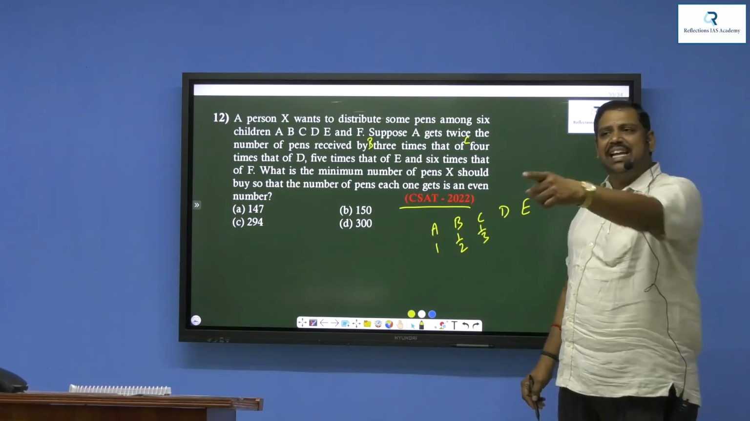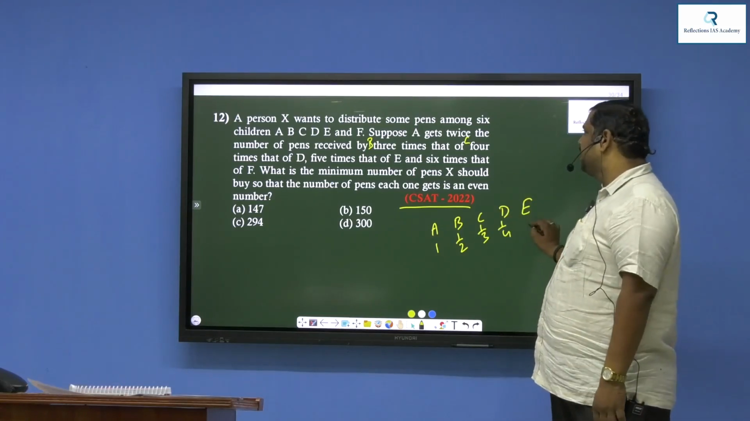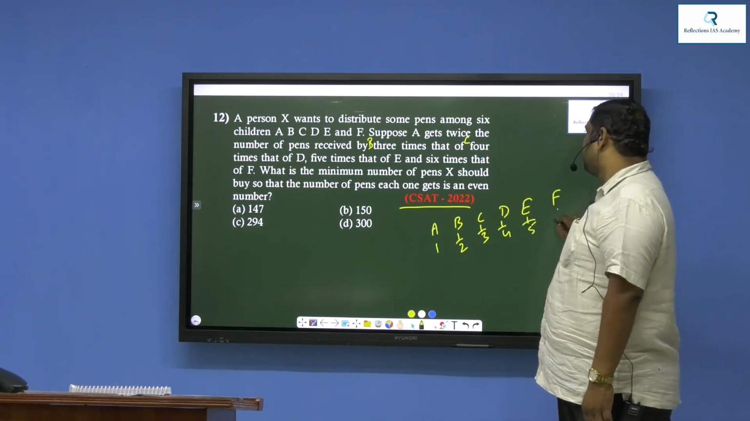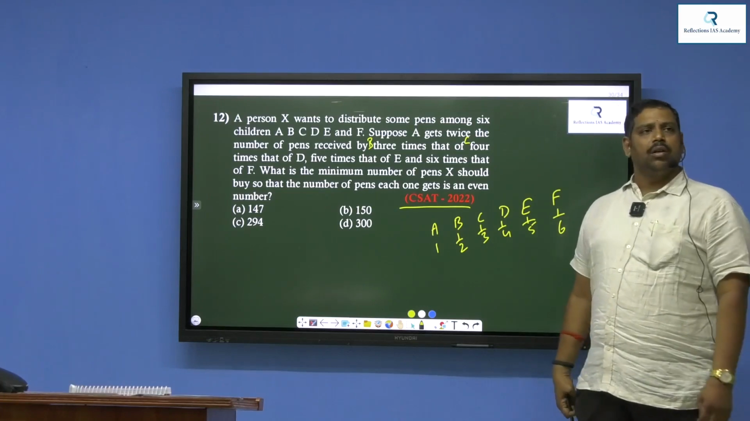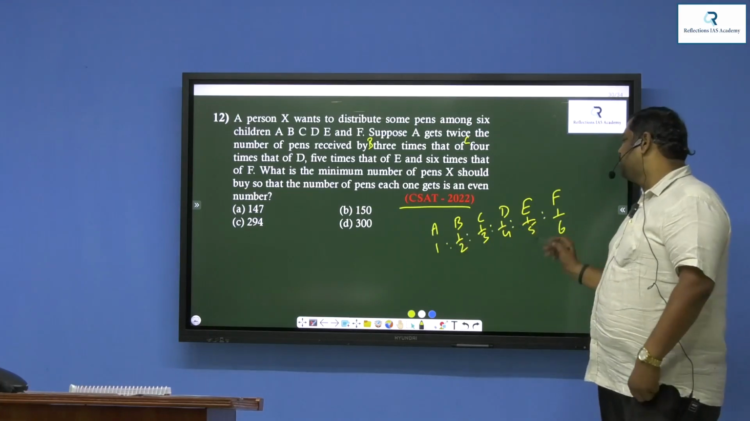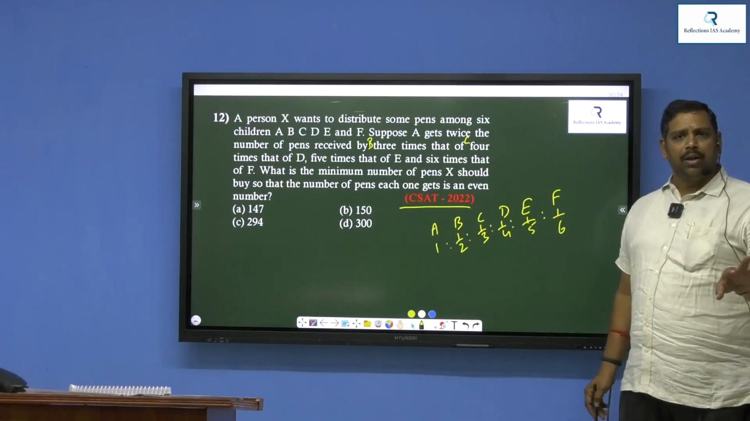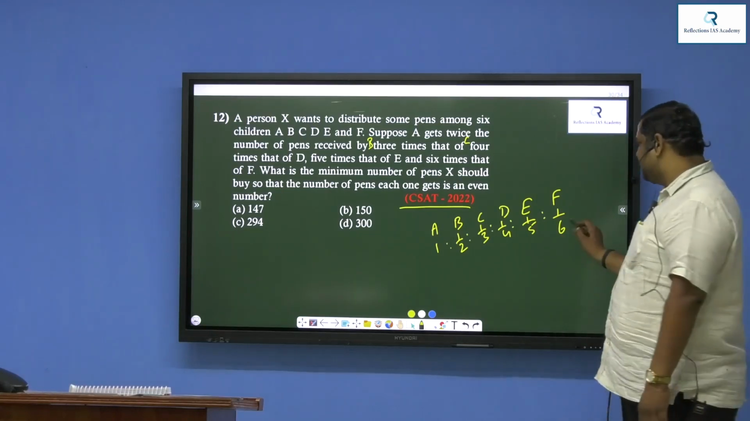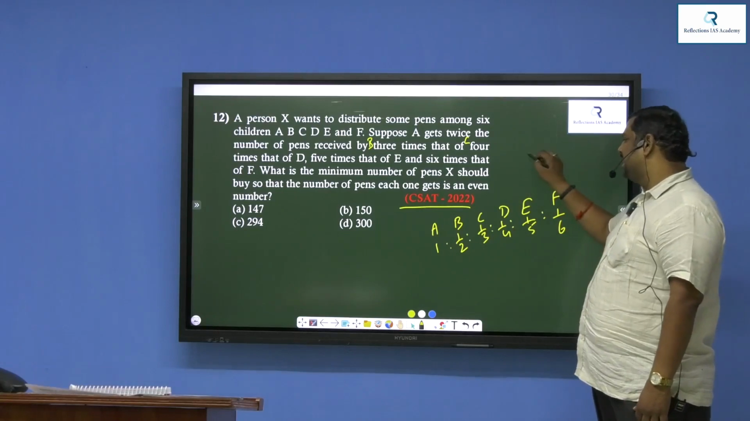Yes or no? D gets 1/4, E gets 1/5, and F gets 1/6. Yes or no? Can I say this is the ratio? Ratio means if you multiply each term with the same number, the value will not alter. Okay. 6, 5, 4, 3, 2. Can I say the LCM is 60?